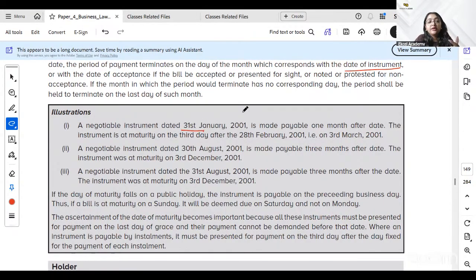So Feb does not have 31. So it is 28th Feb plus 3 days, 3rd March, right? And the other two examples are also something we just saw. If it falls on a public holiday, it will be the previous business date, okay? That is not next, but previous. Very important to remember. So if it is falling on Sunday, then the payment date will be Saturday and not Monday for that matter, okay?